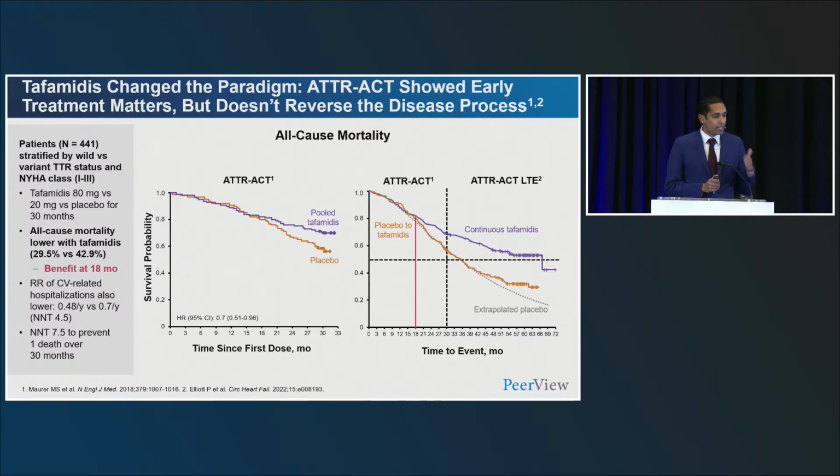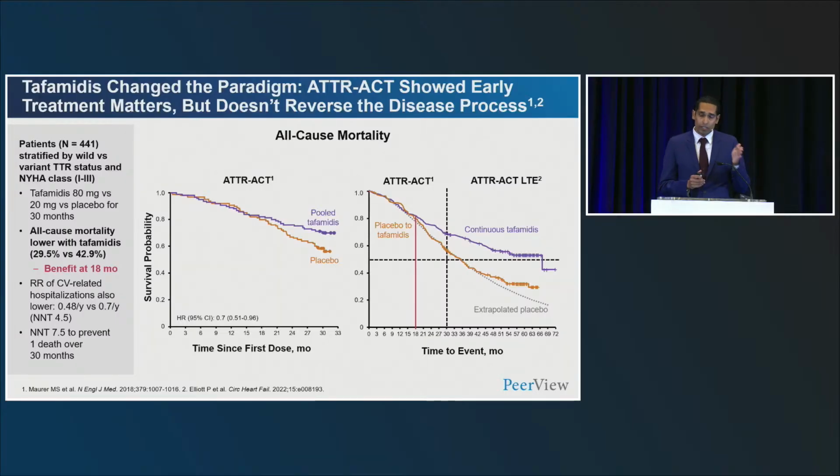They compared 80 milligrams of tafamidis versus 20 milligrams of tafamidis versus placebo in a 2:1:2 ratio, and it was a hit. There was a roughly 13% absolute reduction in mortality. If you think about an absolute reduction of 13%, that corresponds to a number needed to treat of roughly 7 to 8. If you compare that to any GDMT in heart failure, that compares very, very favorably. There are differences in terms of cardiovascular hospitalizations and heart failure hospitalizations as well, so very favorable outcomes.